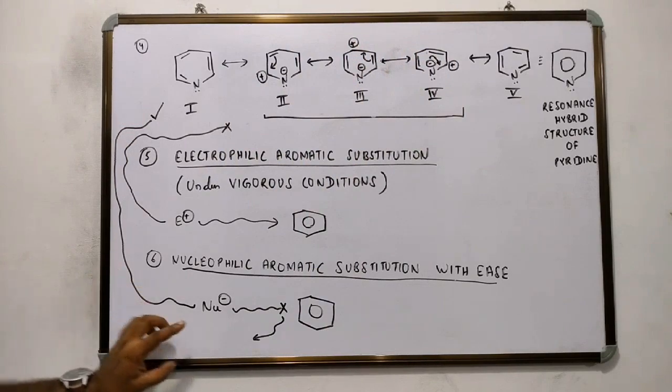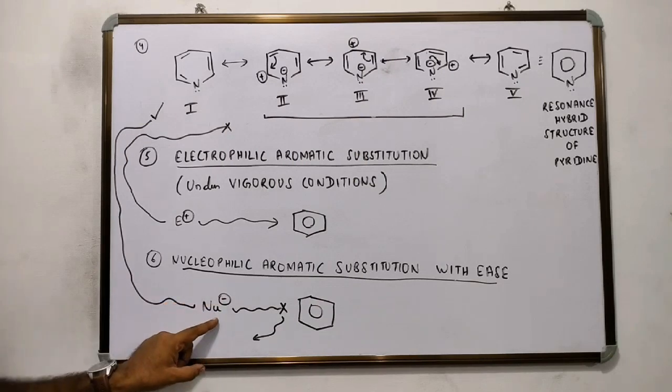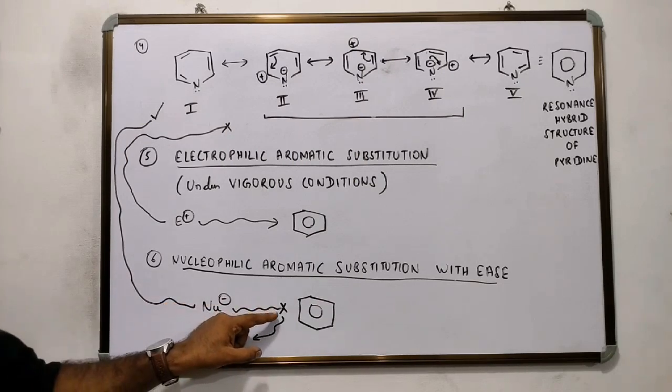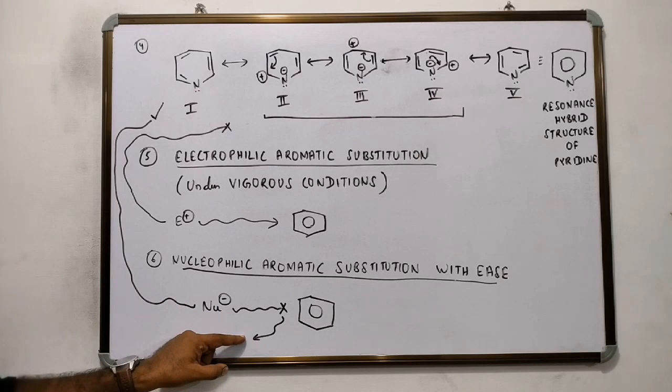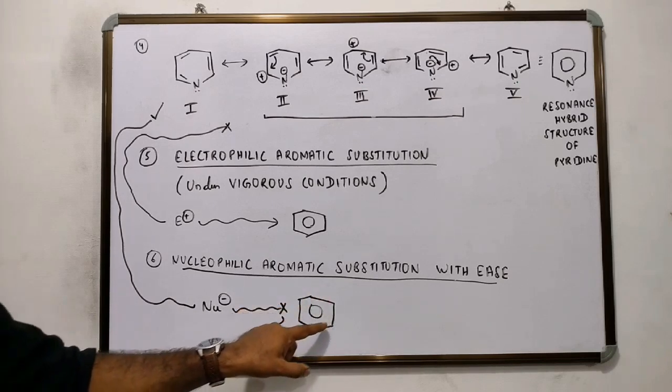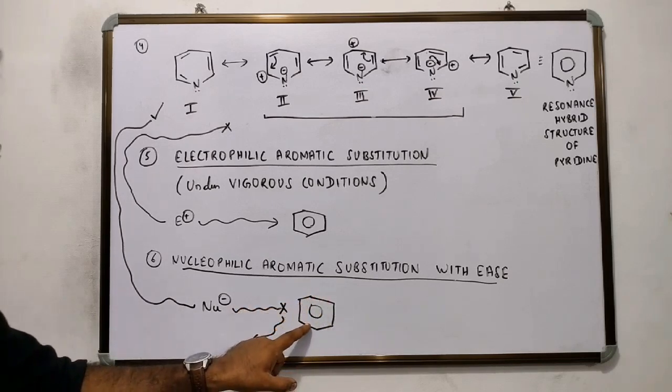In contrast, if the nucleophile, which is rich in electron, approaches benzene ring, then as it approaches, it would be repelled, because benzene itself is rich in electron.